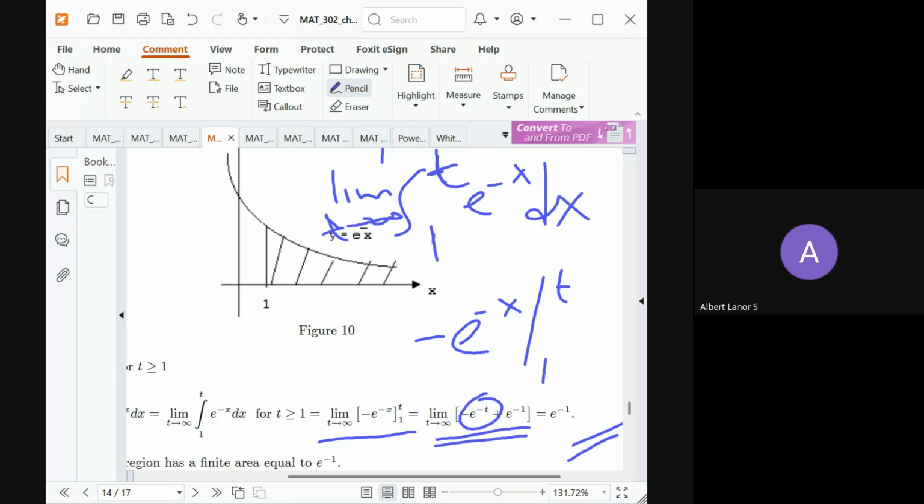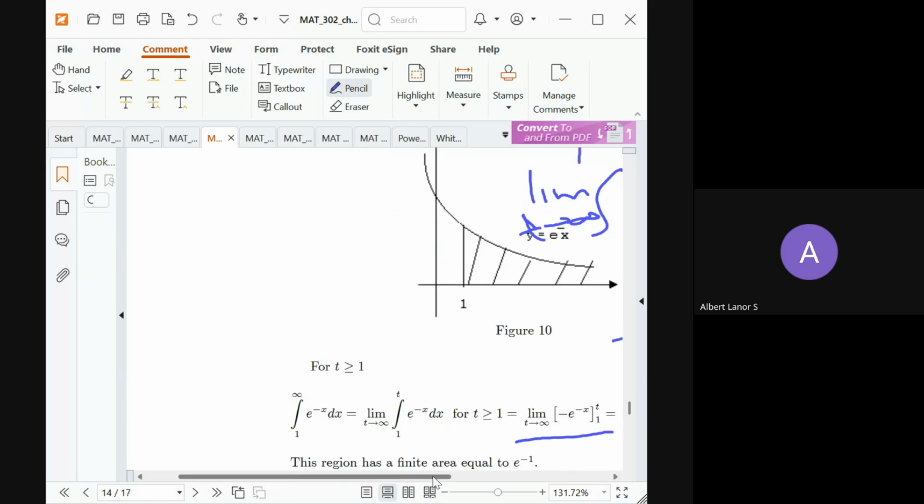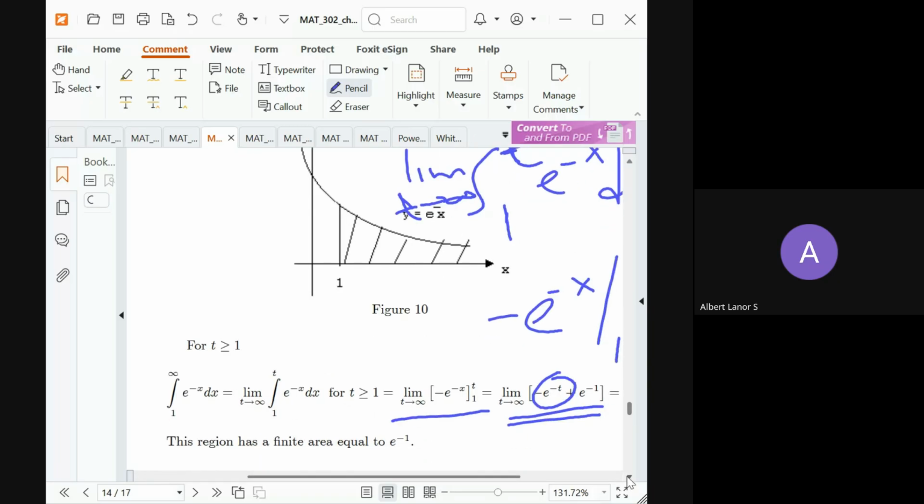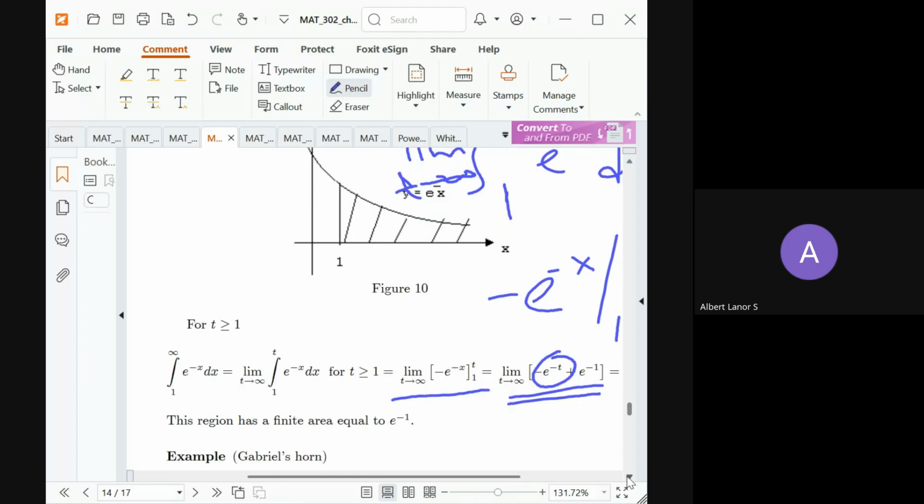Now, e to the minus 1 is a real number. E to the power minus 1 is a real number. And as you have a real number, it tells you that the function is converging or is finite. It's converging.